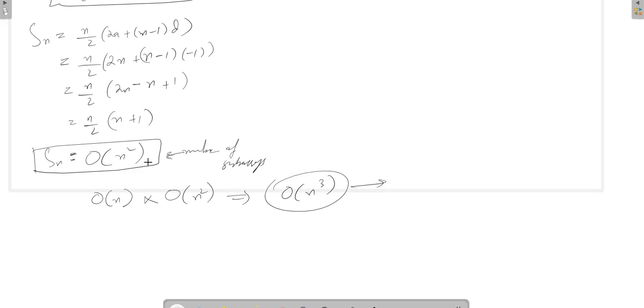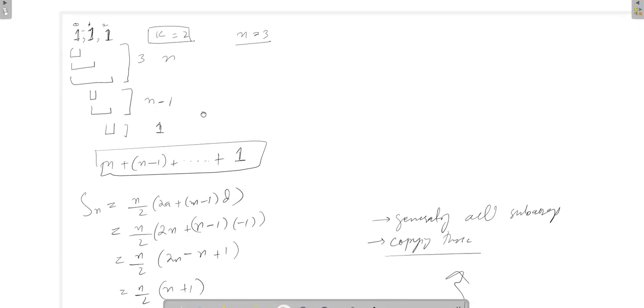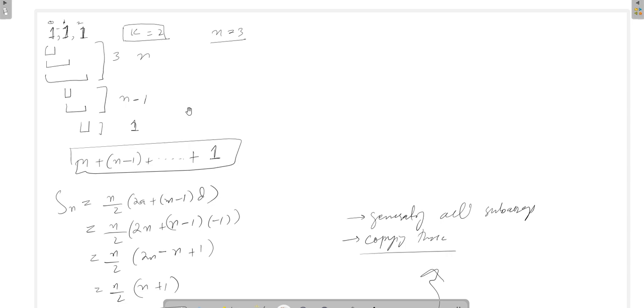for the brute force method. There are two things happening: we're generating all subarrays and we are copying those. So these are two things, and this is the cost for that. Obviously this is not feasible, so let's get back to the problem and see if we can improve that somehow.